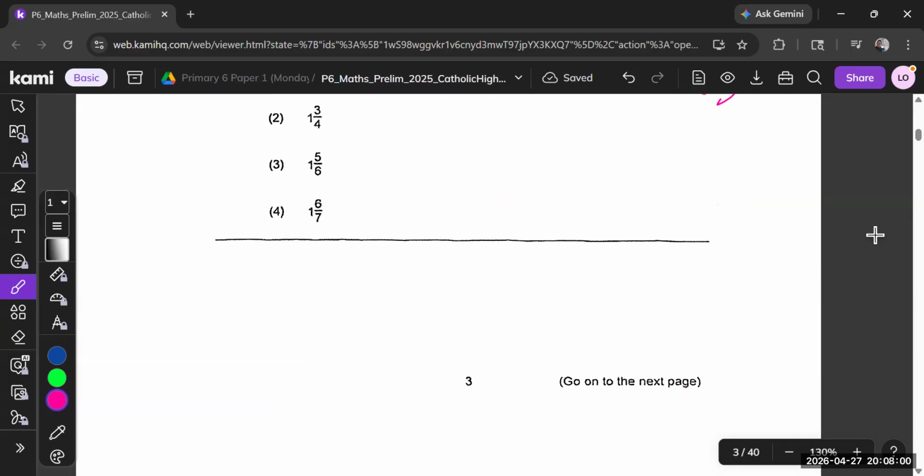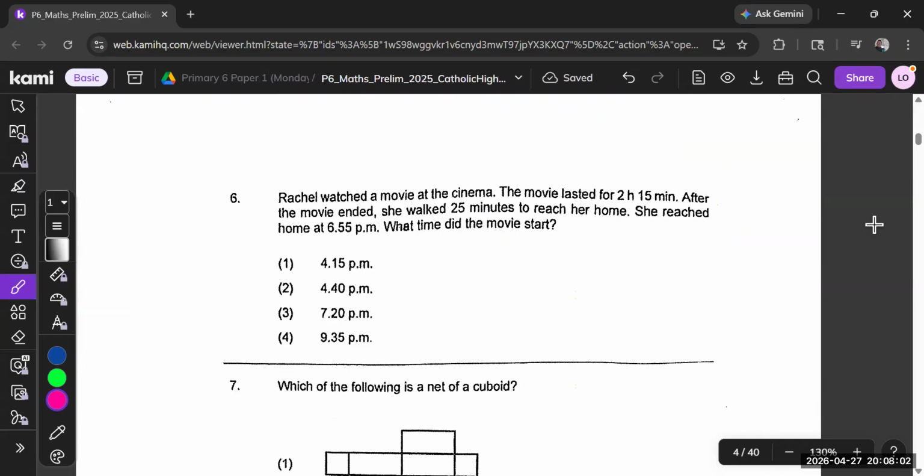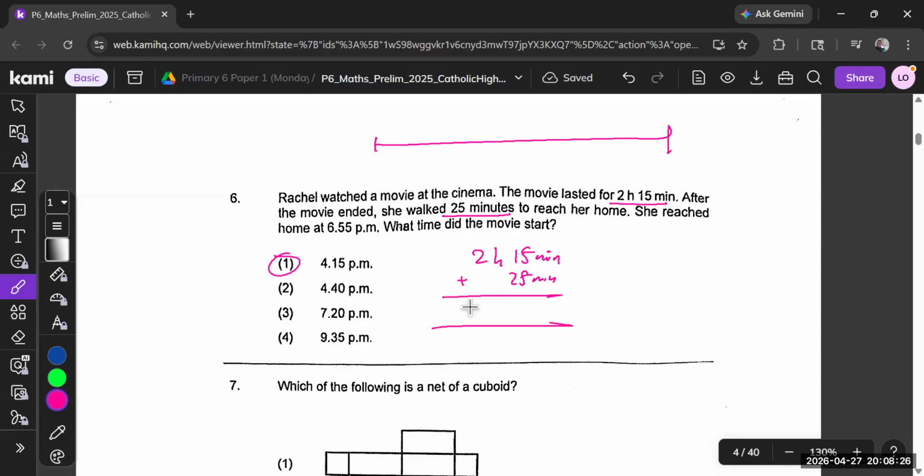Okay, let's go to question number six. Number six, the answer is number one. And there's a shortcut. No need to draw a timeline, because it's Paper One, so you want to do it faster. Rachel watched a movie. The movie lasted 2 hours 15 minutes. After the movie ended, she walked 25 minutes. So you just add the duration. This is called duration, and you can plus them together. So 2 hours 40 minutes.